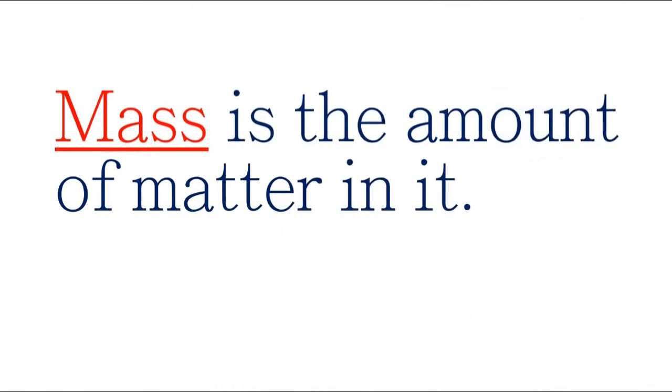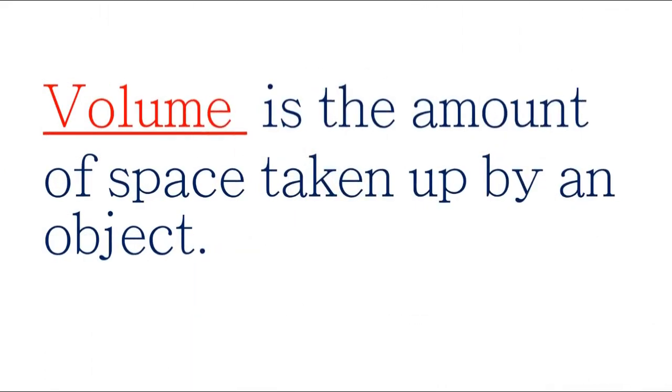Now let's define mass. What is mass? Mass is the amount of matter in an object. What is volume? Volume is the amount of space taken up by an object. Again, read with me. Volume is the amount of space taken up by an object.